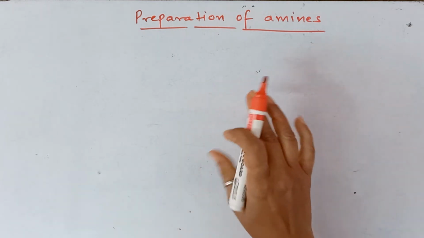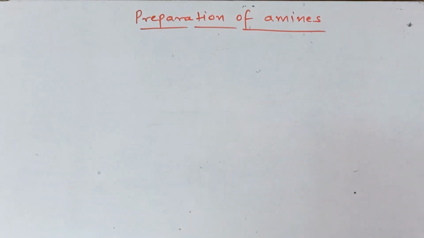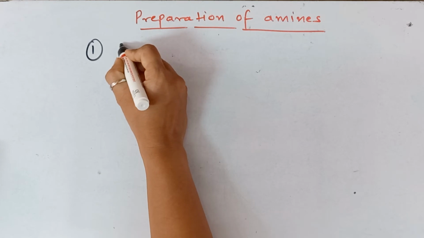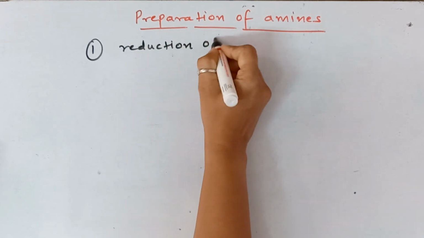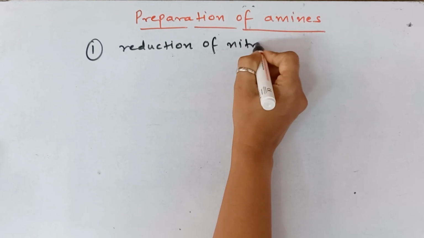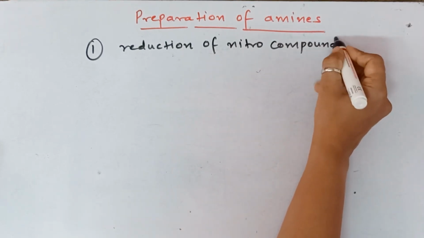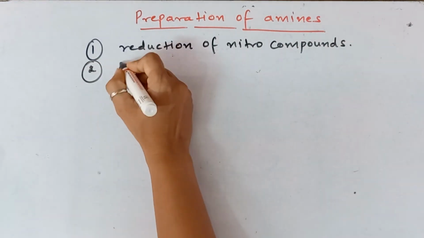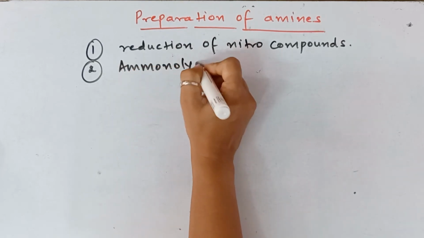Today we are going to continue with our methods of preparation of amines. We have already discussed in our previous video the first method of preparation of amines, that is from reduction of nitro compounds. This method we have already covered. The second method which we discussed was ammonolysis of haloalkanes.